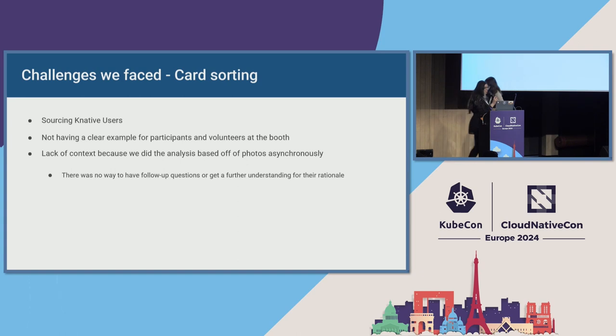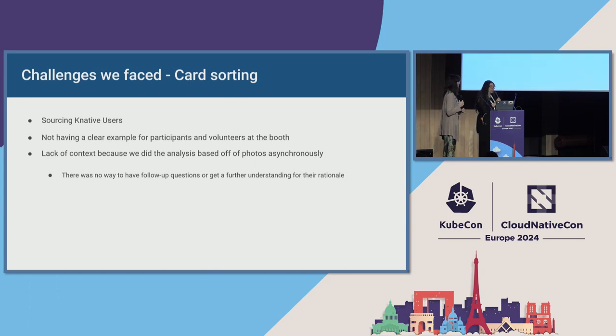Okay, so now we're going to be covering some of the challenges that we faced during this card sorting exercise. So the first challenge was to figure out how to actually find Knative users to interview. So our solution was to do it at KubeCon because a lot of people come here.